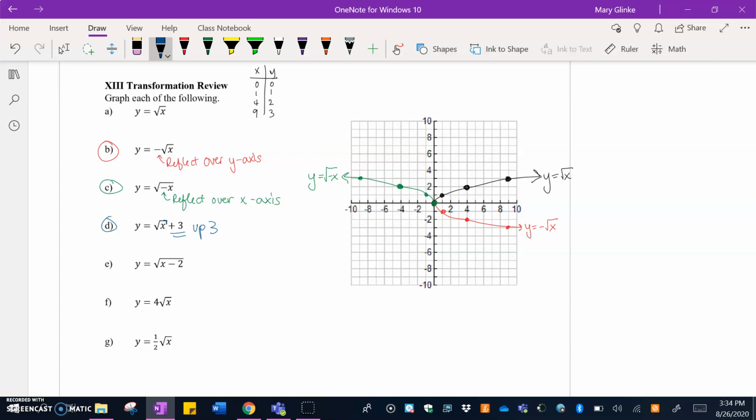So we're going to take all of our original numbers for our original graph and move each of these points up 3. So 1, 2, 3. Or you can plug in 0, 1, 4, and 9 into your equation and see what you get out, and you'll notice it just moves all those up 3.